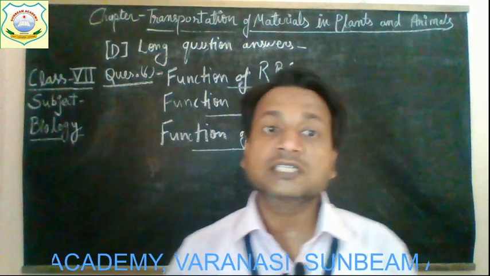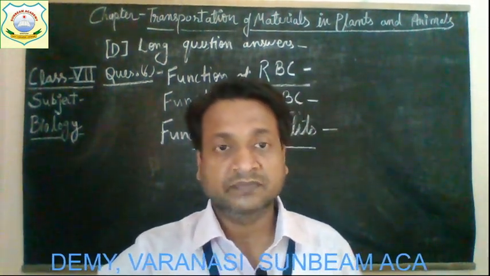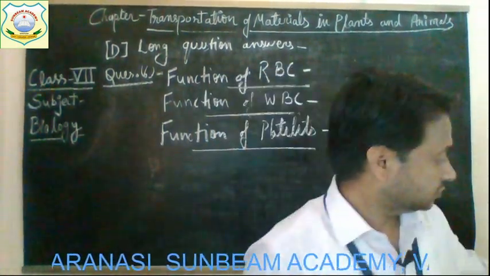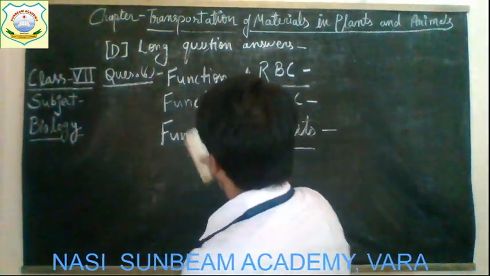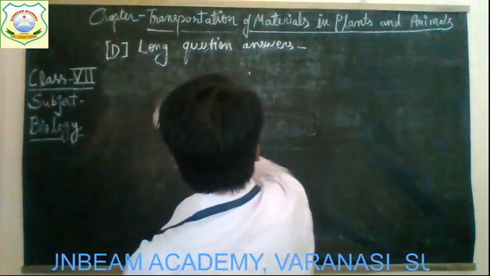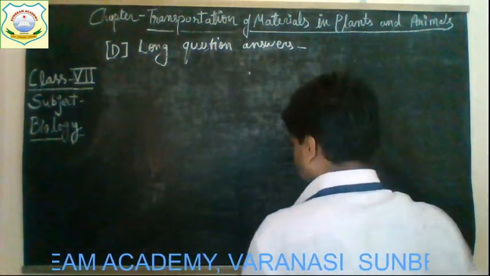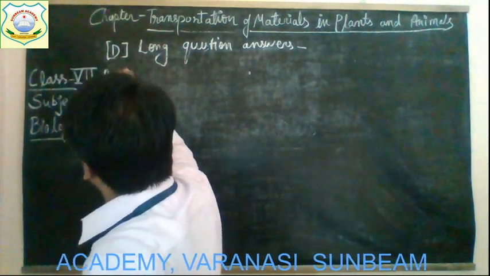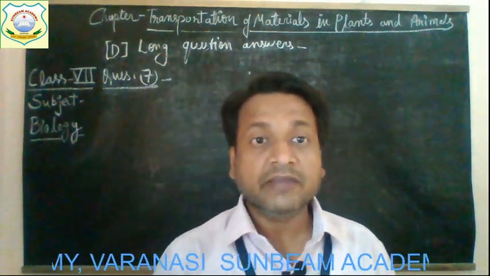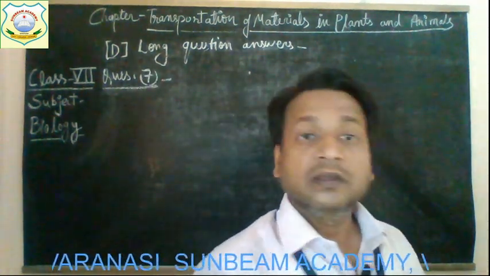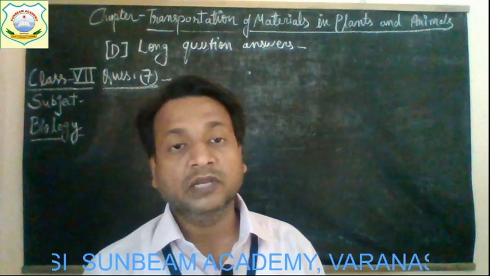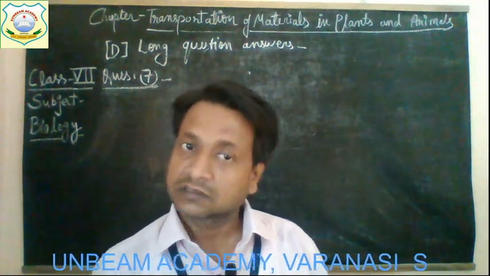All right, children, so this is the answer to question number 6. Now come to the next, question number 7. The question is: with the help of a labelled diagram, trace and explain the path of blood circulation in the human body.